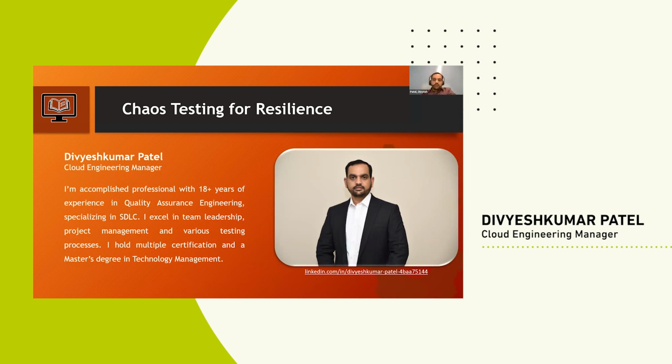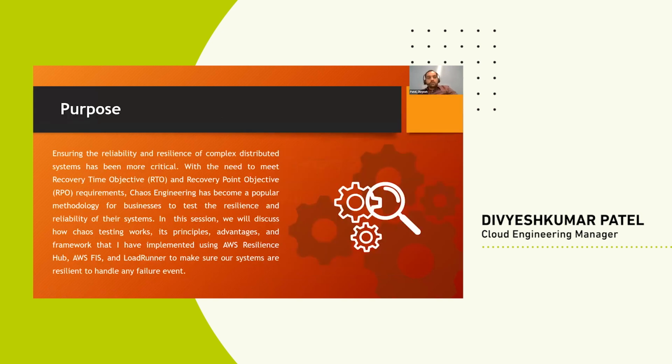Let's move to chaos testing. So why chaos testing? Ensuring the reliability and resiliency of complex distributed systems has become more critical, especially with the RTO and RPO of the application. Each application has a requirement of RTO and RPO. So if any event happens, the application needs to be recovered within those predefined RTO and RPO. To achieve that, chaos engineering has become a popular method for businesses to test the resiliency and reliability of the system.